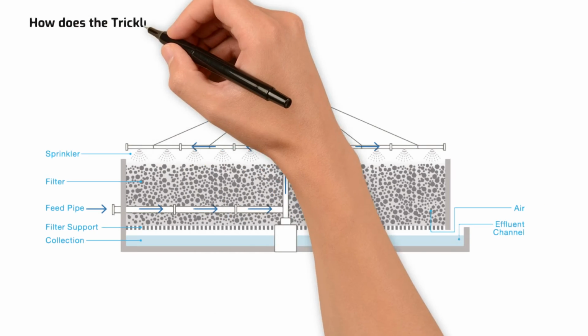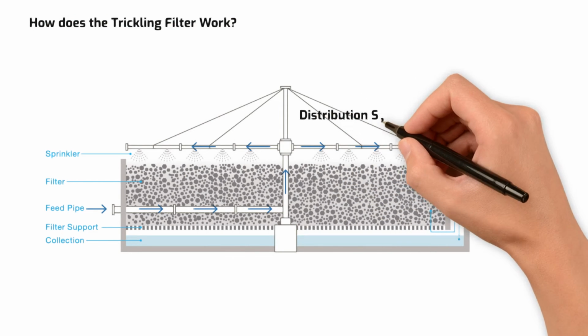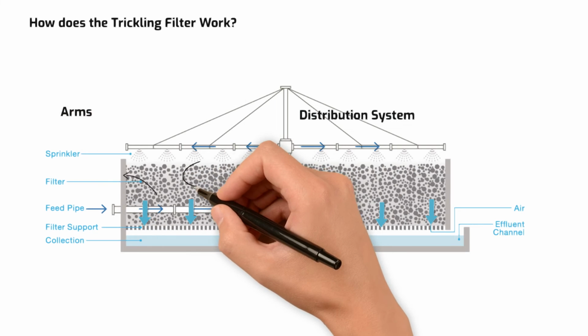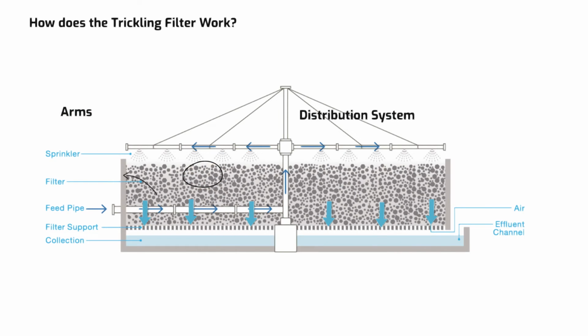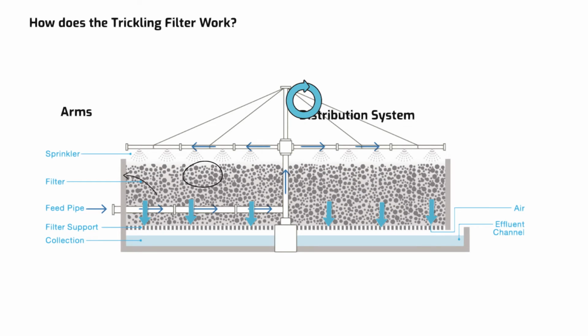How does the trickling filter work? The wastewater is applied via a distribution system on top of the filter media across the bed. This system can either be fixed or rotating. The rotating distribution system uses 2 or more arms with nozzles to evenly discharge the wastewater across the filter bed. The jet action from these nozzles powers the rotation, and sometimes an electric motor is used.